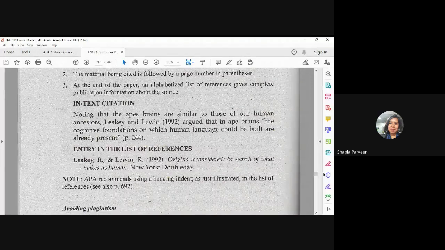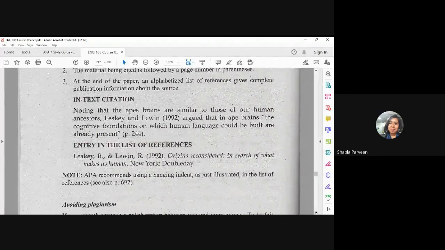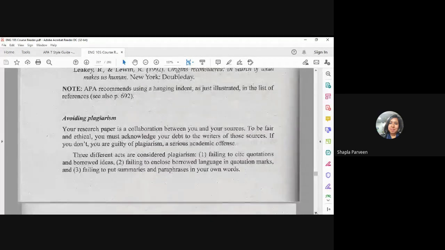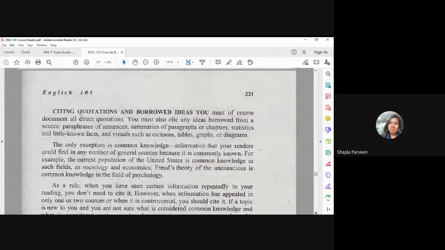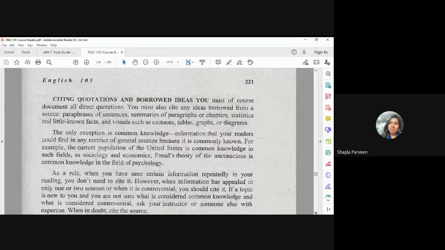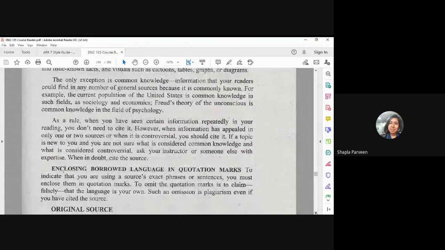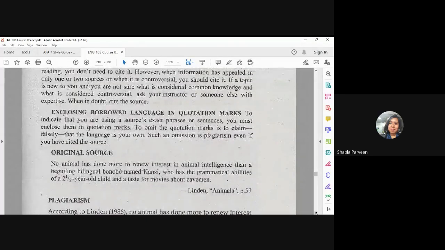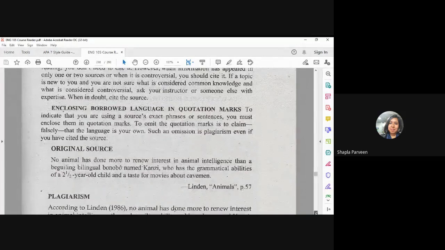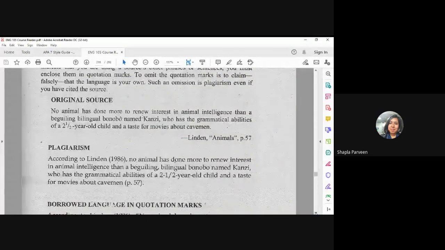All right. Okay, avoiding plagiarism. Now, here's an example of original source and plagiarism. Okay, so let's have a look at this.